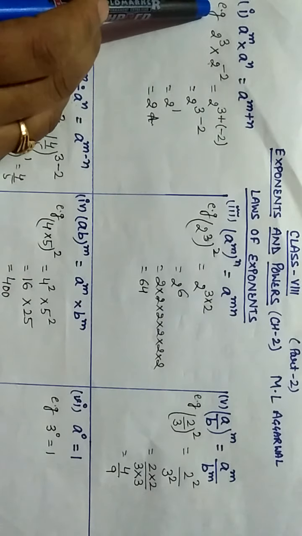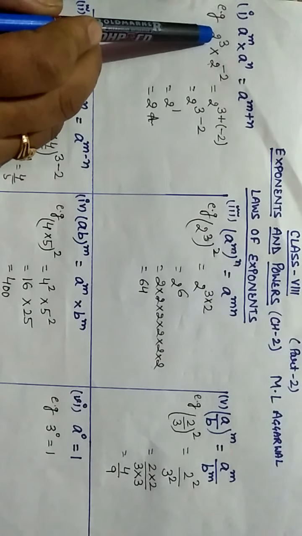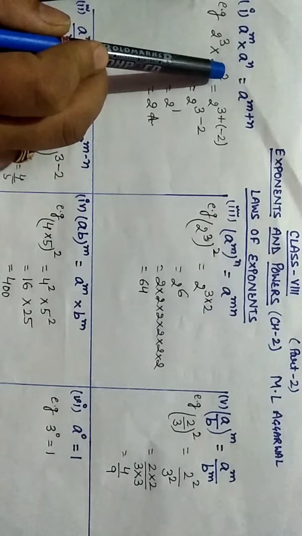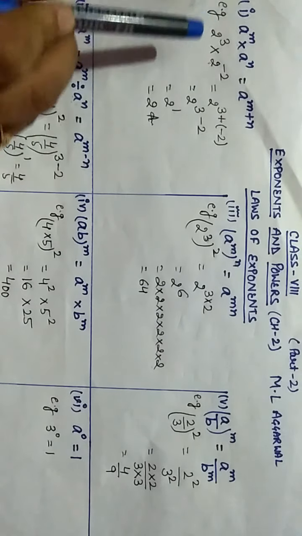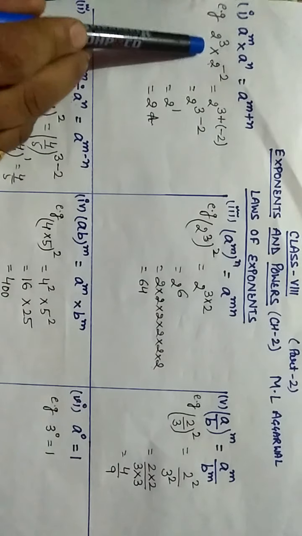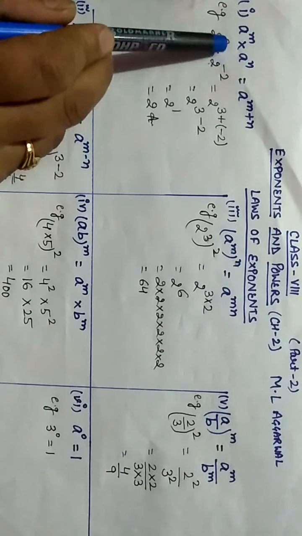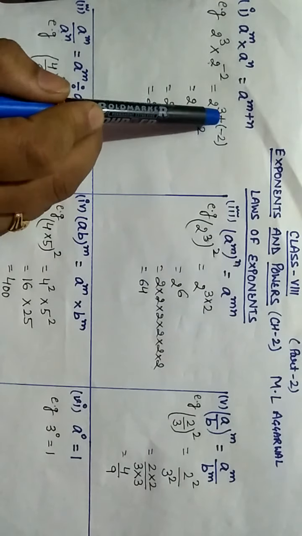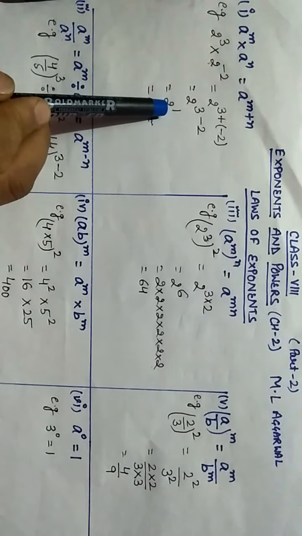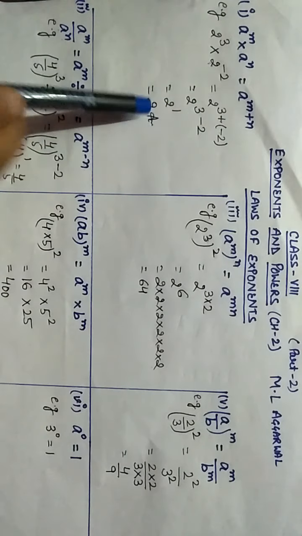Okay, we understand by the example. Let us consider 2 raised to power 3 into 2 raised to power minus 2. Here you can see the bases are the same and you are going to multiply, so we will add both the exponents, 3 plus minus 2. Plus minus minus, it will be 2 raised to power 1, which means 2.